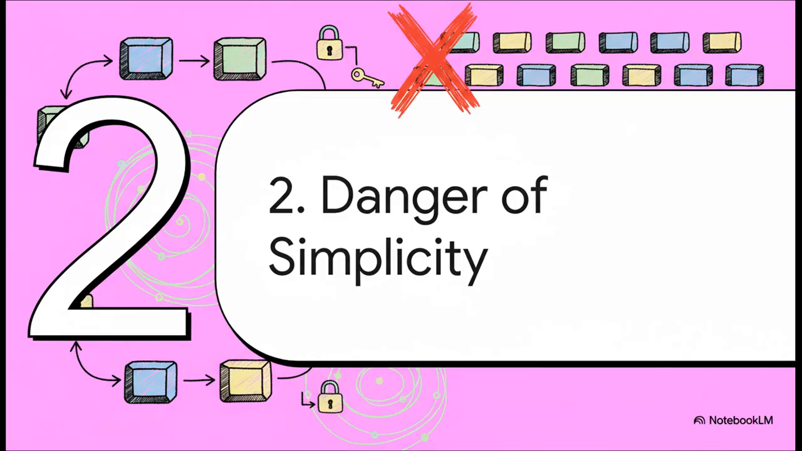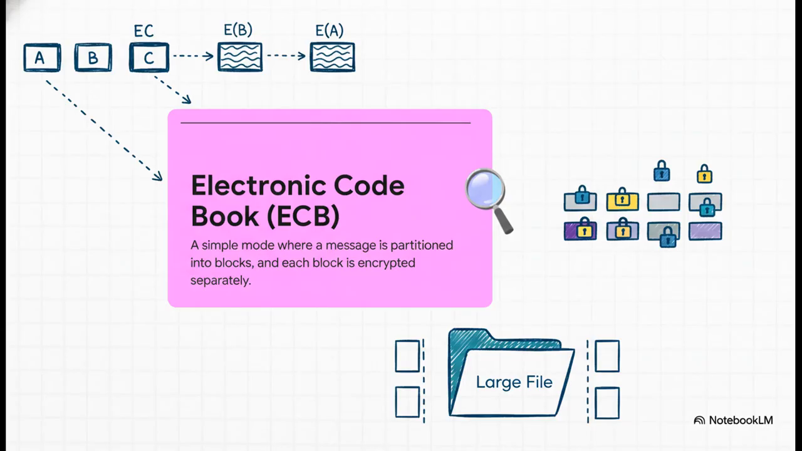So what's the first thing that comes to mind? The most obvious way to solve this? Well, you'd probably think, hey, let's just chop the data into blocks and encrypt each one by one. And you'd be right. That's exactly what people tried first. The problem is, it's also incredibly dangerous. This first attempt is called electronic code book mode, or ECB for short.